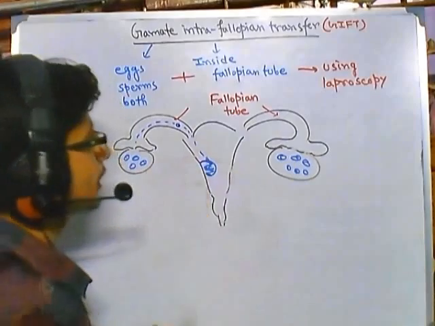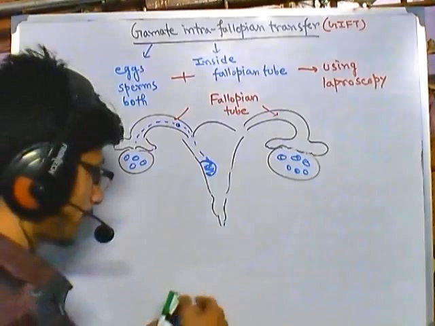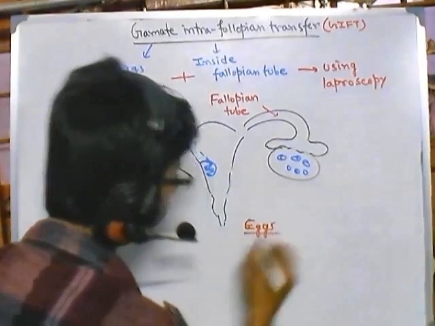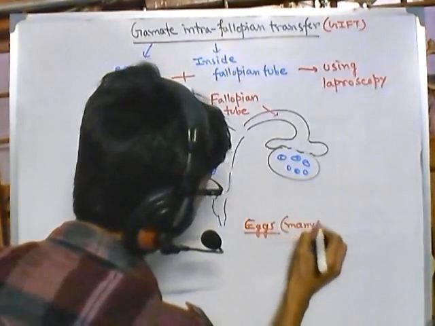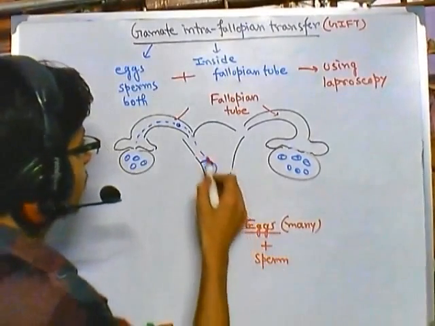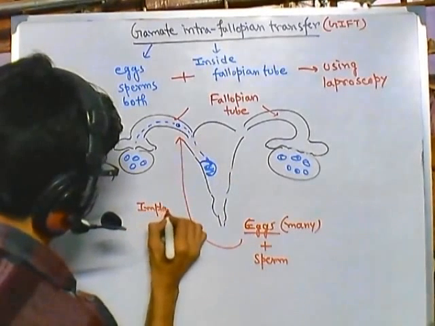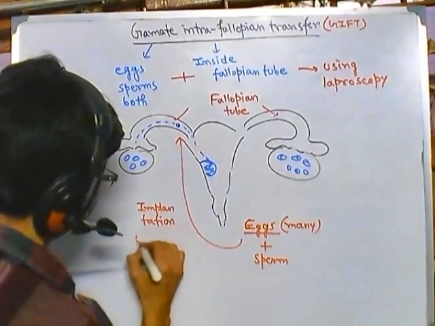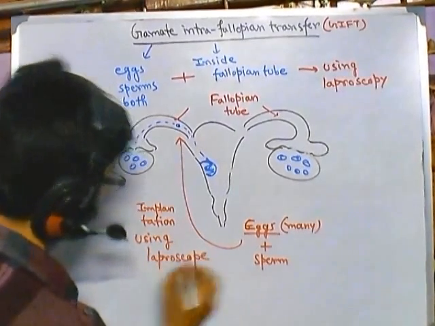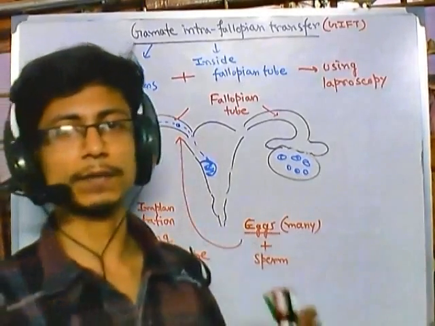Okay, so what is the process in that case? We generally take up laparoscopy as a tool for doing that. So we take sperm and egg. We take eggs, not one but many eggs, and we add some sperm here, and then we take them and implant them here. So this is the implantation using a laparoscope. You implant it using a laparoscope in the fallopian tube directly, so that it gets everything necessary for the fertilization.